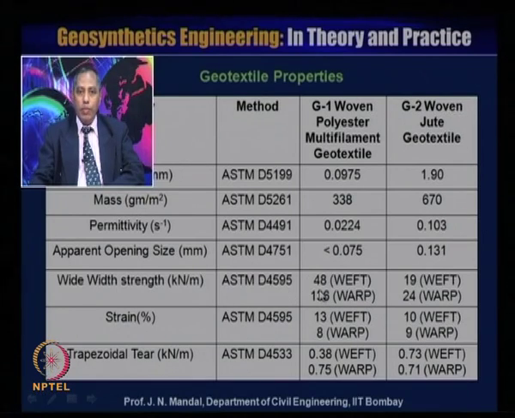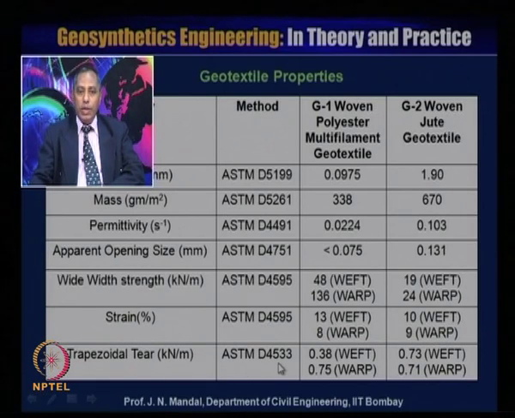Weft direction for polyester geotextile is 48 and warp direction 136 kilonewton per meter. In case of jute geotextile, weft is 19 kilonewton per meter and warp direction 24 kilonewton per meter. And the corresponding strain as per ASTM D4595 for the polyester geotextile is 13% in weft direction and 8% in warp direction. In case of jute geotextile, the weft direction is 10% and warp direction 9%.